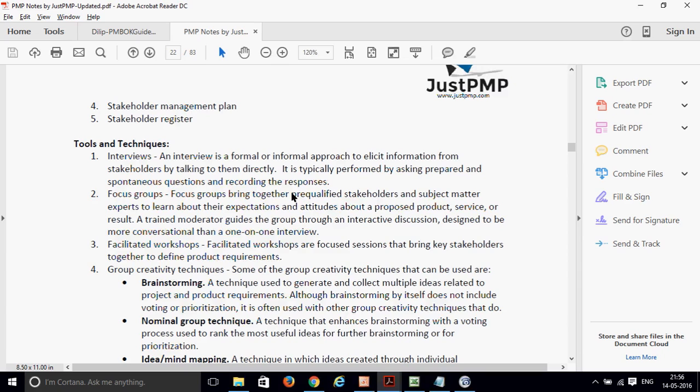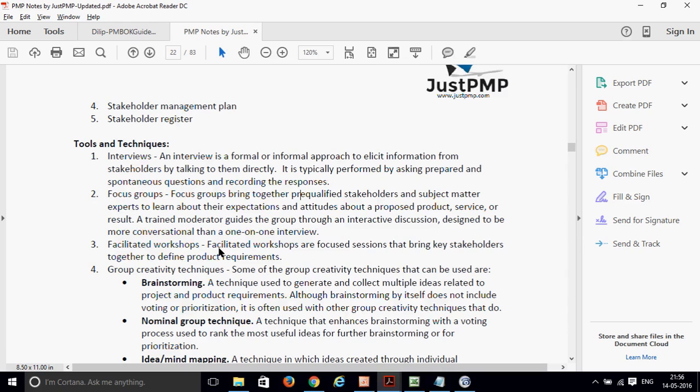They will use this application in the future, but they are not the ones who will approve this project. A facilitated workshop is more like a focus group, but here those involved are key stakeholders. They are very important people who are going to define your product requirements.